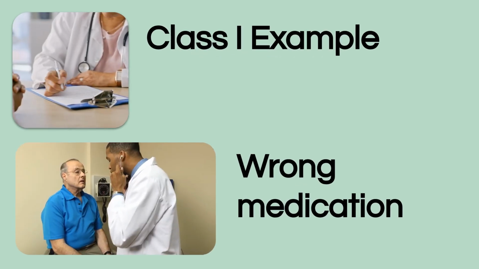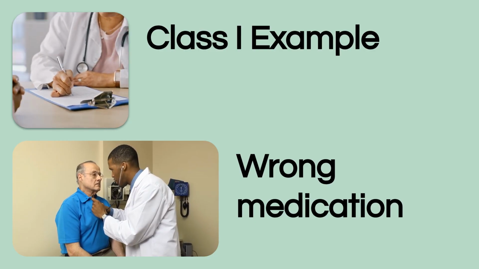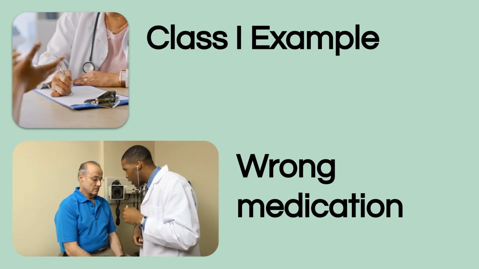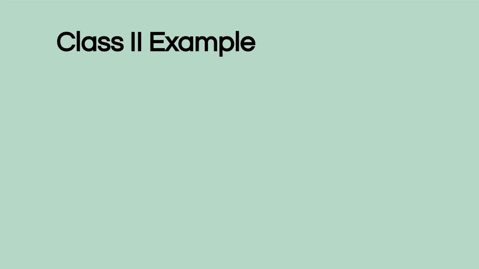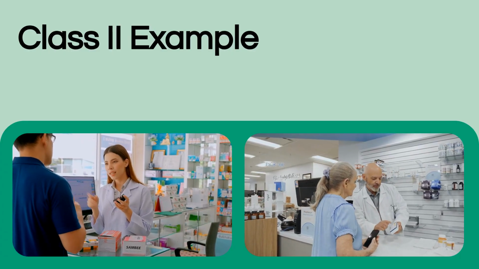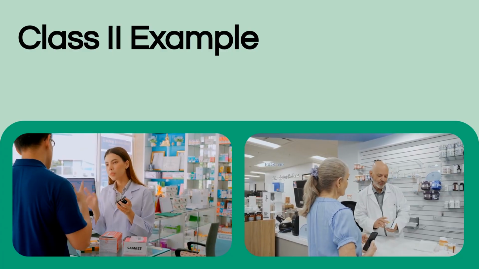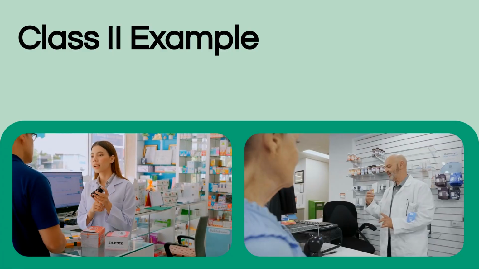A Class 1 example might be dispensing the wrong drug or dosage that leads to life-threatening effects. The urgency is immediate to prevent serious injury or death. A Class 2 example could be a product with less active ingredient than stated, leading to a temporary health issue or failure to treat a condition effectively. Reversible health issues are key here.